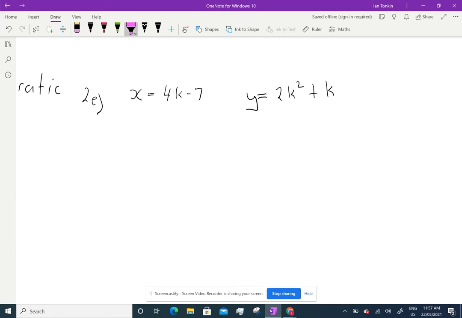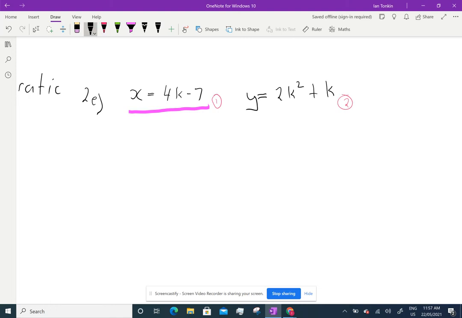Now, here's the thing. When you're doing these ones, always use the linear bit. Don't try and make k the subject of this equation. That would be very foolish and very difficult. Always use the linear one. So this is equation number 1. This is equation number 2.